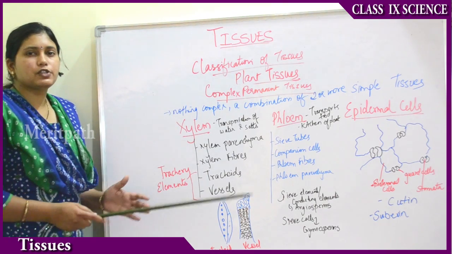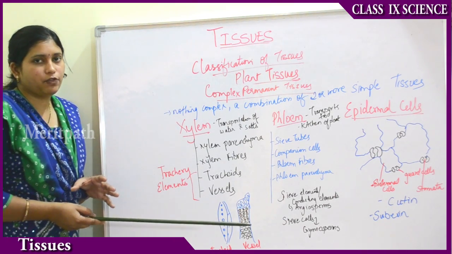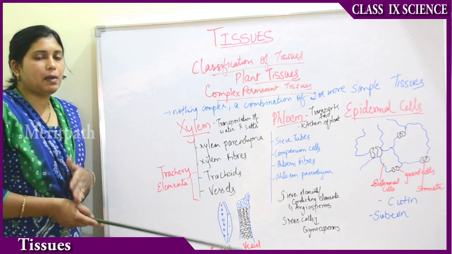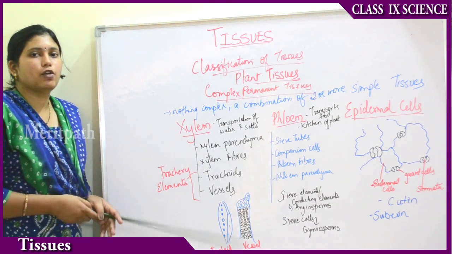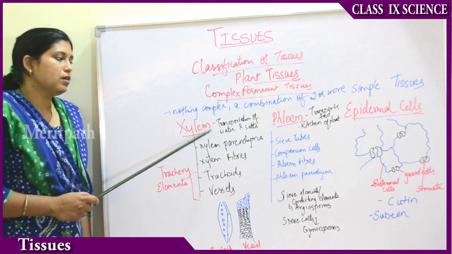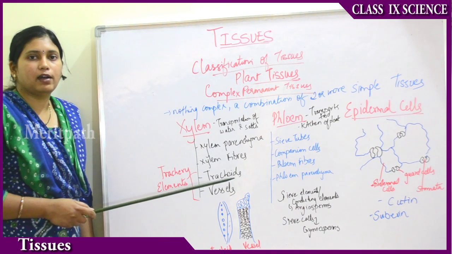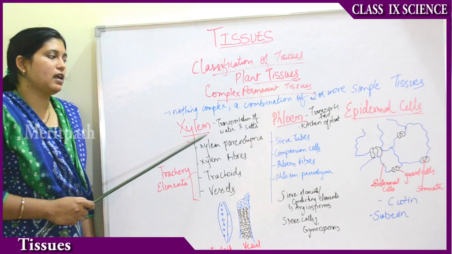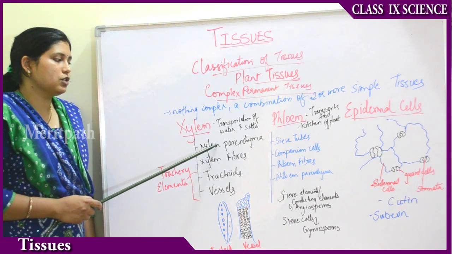So think of xylem as the plumbing system of the plant. It acts like pipes. It helps in transportation of water in the plants. So xylem transports water in only one direction. Always remember, only in the upward direction. So the function of xylem is transportation of water and salts.